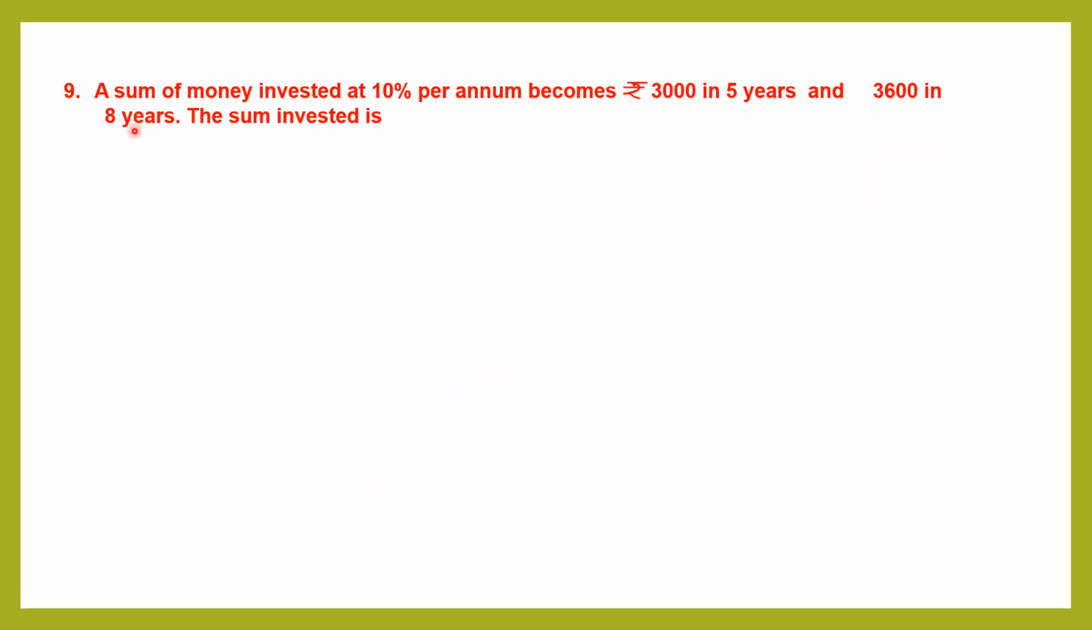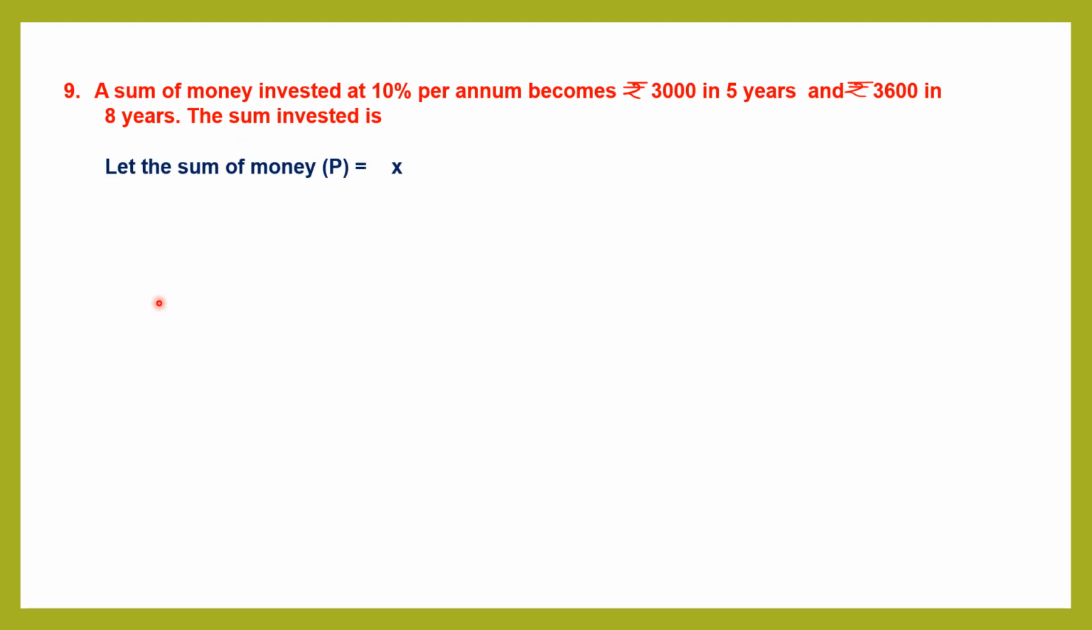Question 9. A sum of money invested at 10% per annum becomes 3,000 rupees. Becoming something means it becomes the amount. It becomes 3,000 rupees in 5 years and 3,600 rupees in 8 years. So a certain amount of money has been invested. The rate of interest is 10% per annum. In 5 years time it becomes 3,000 rupees and in 8 years time it becomes 3,600 rupees. So what is that sum invested?